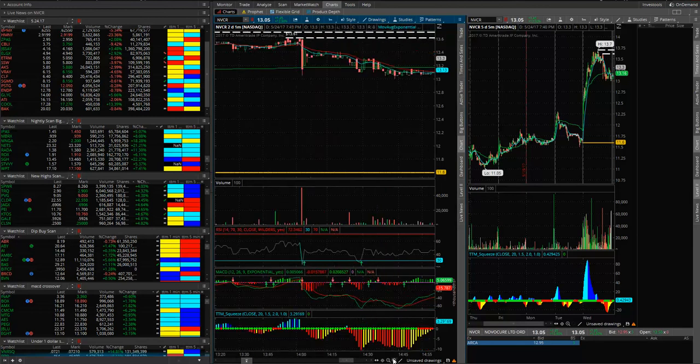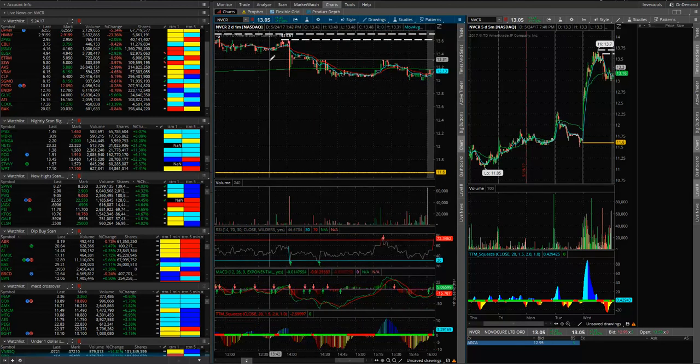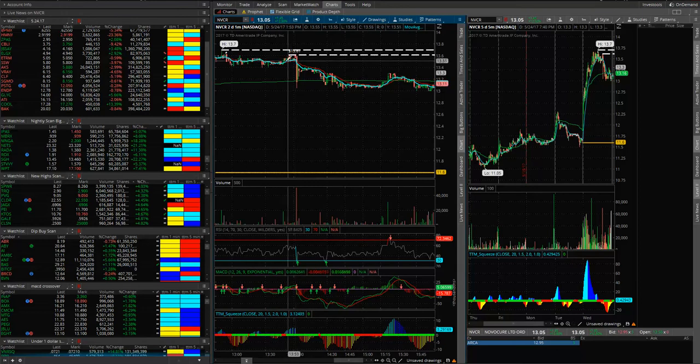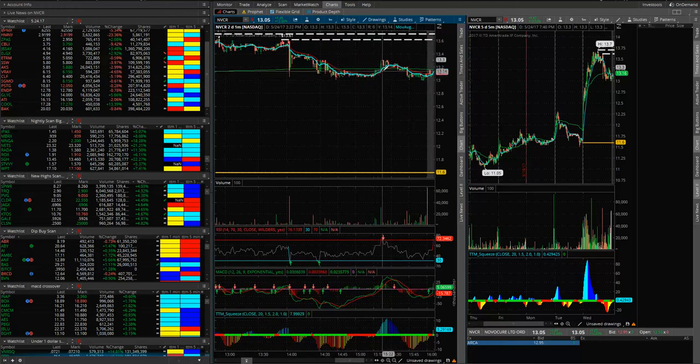And so I took a very small position, just 500 shares. But I got in right around, I think it was like 1355. And this thing, as you see, came all the way down. All right? And it just completely collapsed. So I made a nice profit here.